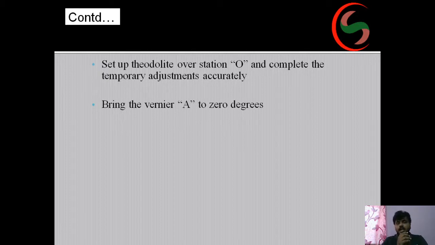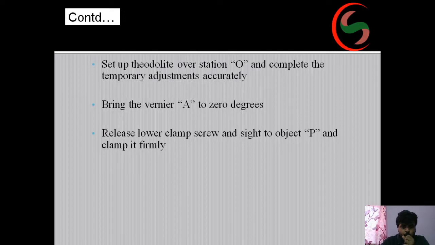After that, now release the lower clamp screw. By releasing the lower clamp screw, only the instrument will rotate, but the readings will not change. Is it okay? The readings will never change. Now after releasing the lower clamp, bisect by using the screws on the telescope, bisecting towards the point P, and tighten the clamp.